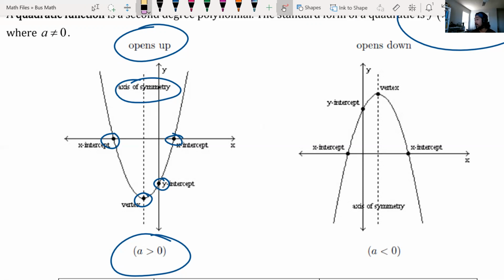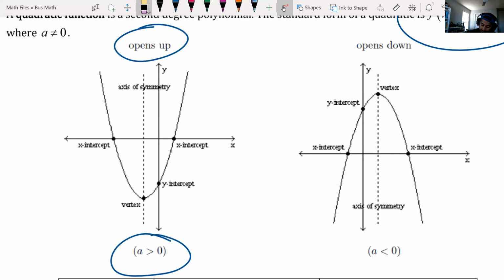And what's cool about the axis of symmetry is that you can reflect points across it because it's symmetric. So if I had a point over here and I wanted to graph another point, I would use the axis of symmetry to reflect it across and get a point equidistant from that line. Or you could fold it in half and you would have the lines right on top of each other. So the axis of symmetry allows you to reflect points across it.